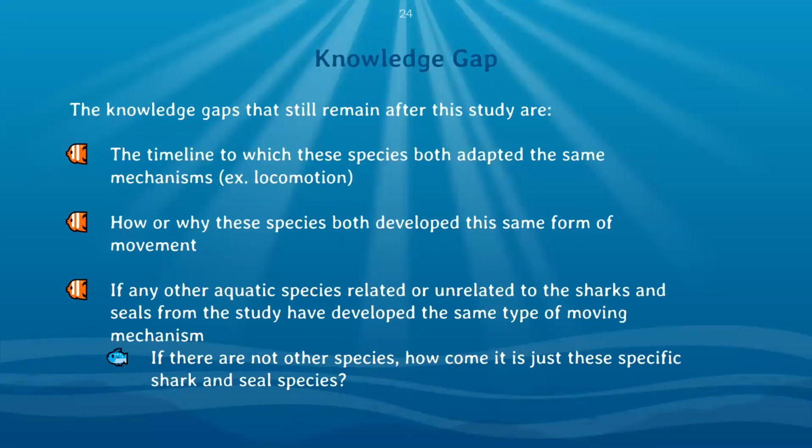There were several knowledge gaps before this study which were previously mentioned. There are still a few knowledge gaps that remain after the study, which are that we are not sure as to when the shark and seal species had developed this intermittent gliding that resembled undulating flight. We are not sure as to how or why these shark and seal species both developed the same type of mechanism, or if any other aquatic species have developed this gliding movement. If there are not any other species with this movement, then why is it just specific to the shark and seal species from this study?